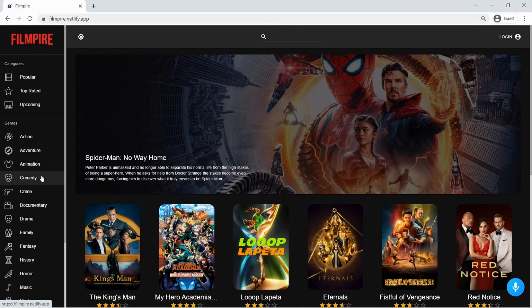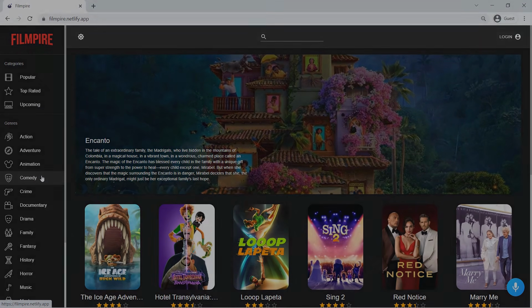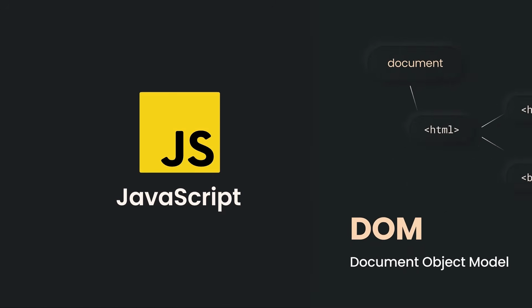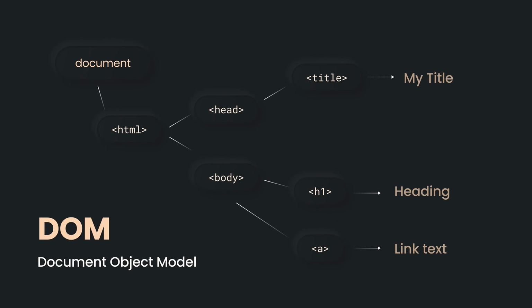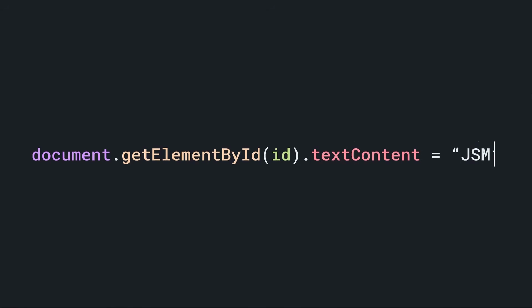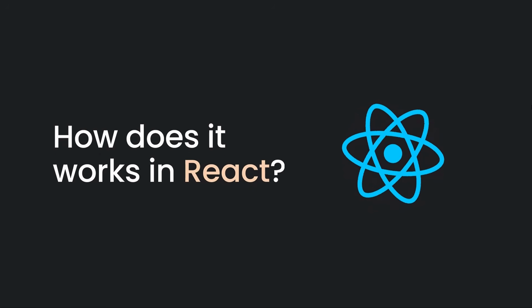Everything works with a single HTML page, and that happens because everything is done using JavaScript and React. While we browse the page, React updates what we see on a document object model, or DOM for short. But we don't update the DOM directly, like in HTML. So how does it actually work in React? React uses something called virtual DOM.